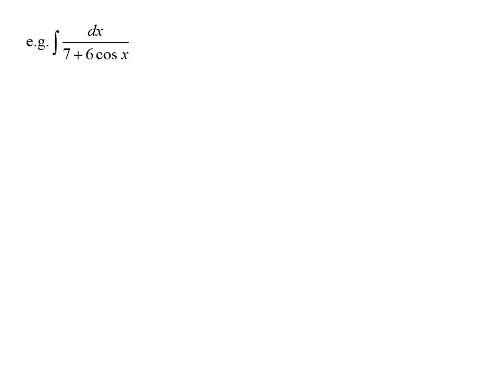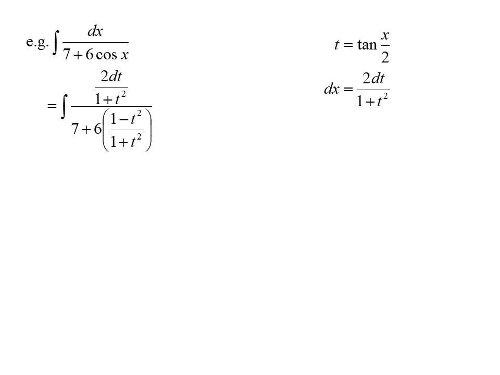So I'm going to do the substitution. t is tan x on 2, and dx then is 2 dt on 1 plus t squared. Let's substitute in. dx is 2 dt on 1 plus t squared, 7 plus 6 lots of 1 minus t squared on 1 plus t squared. Denominators are nicely the same.